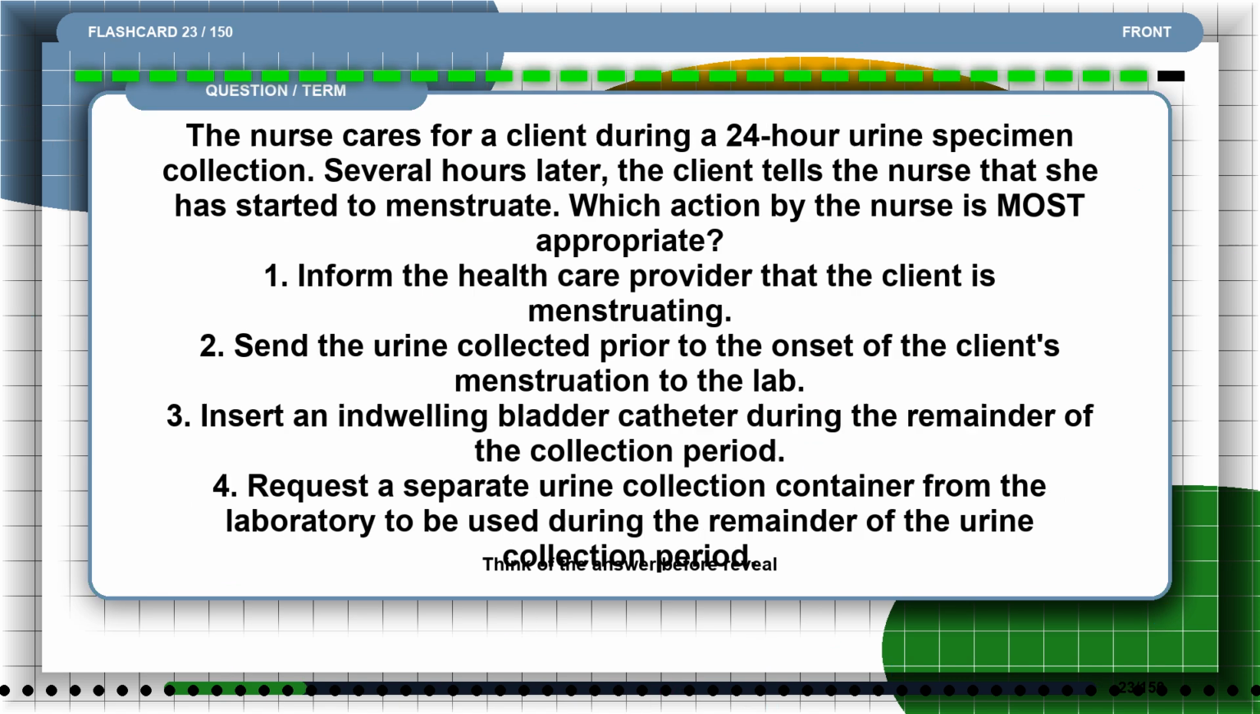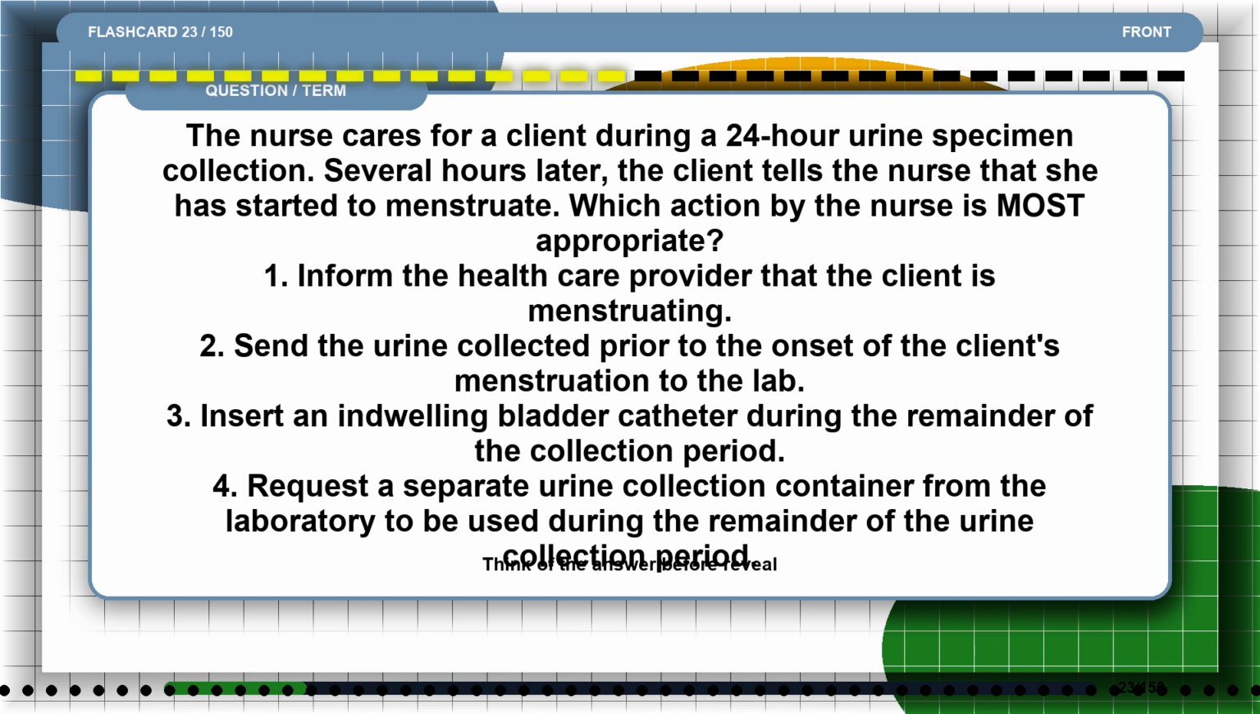Flashcard 23. The nurse cares for a client during a 24-hour urine specimen collection. Several hours later, the client tells the nurse that she has started to menstruate. Which action by the nurse is most appropriate? 1. Inform the healthcare provider that the client is menstruating.